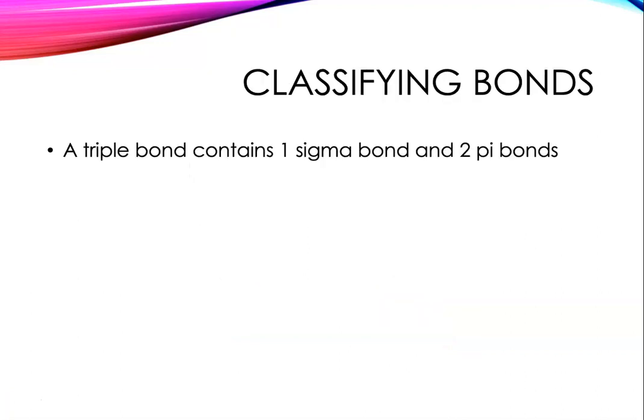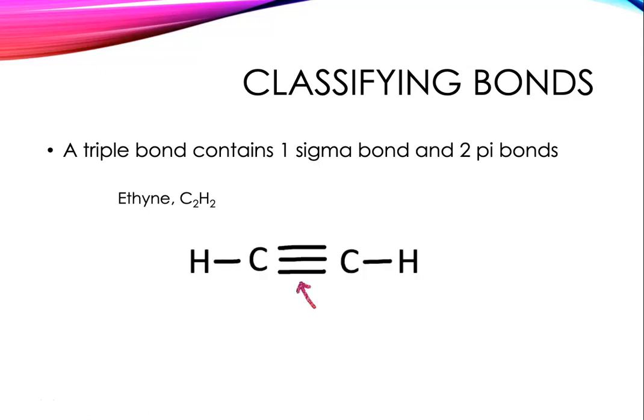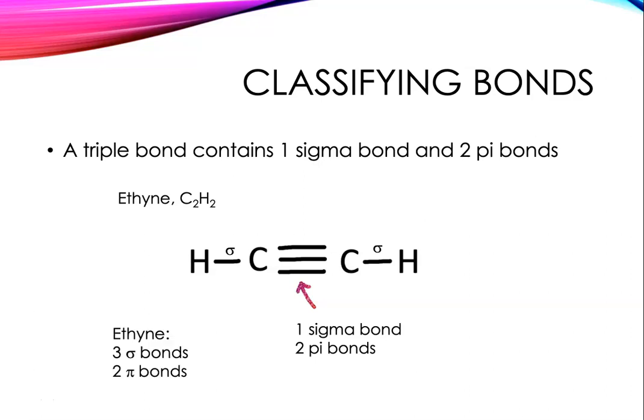We should also mention triple bonds. If we have a triple bond in our molecule, that triple bond consists of one sigma bond and two pi bonds. So if we think about ethyne, C₂H₂, which is our simplest compound with a triple bond, the carbon-carbon triple bond contains one sigma bond and two pi bonds. And then we have two carbon-hydrogen single bonds, which are also sigma bonds. So total for this molecule, 3 sigma bonds, 2 pi bonds.